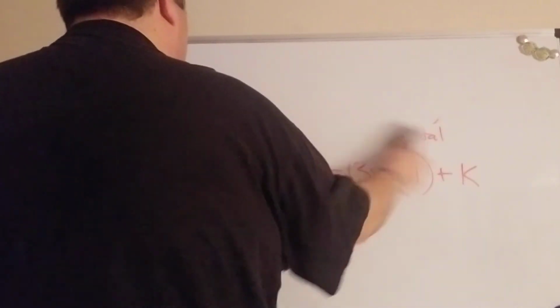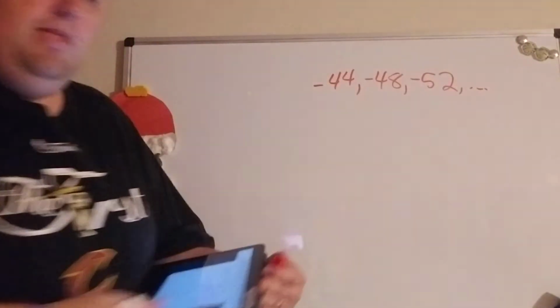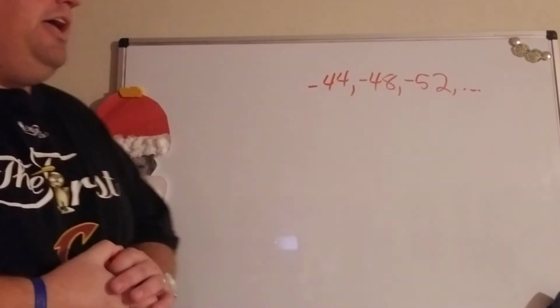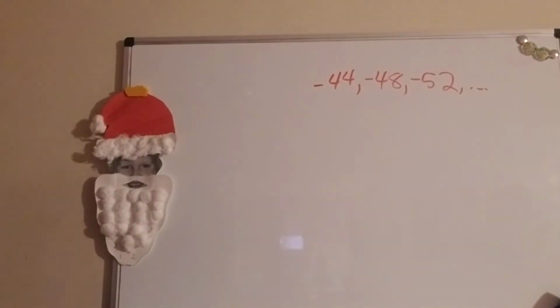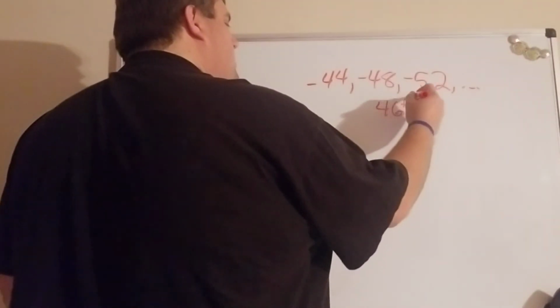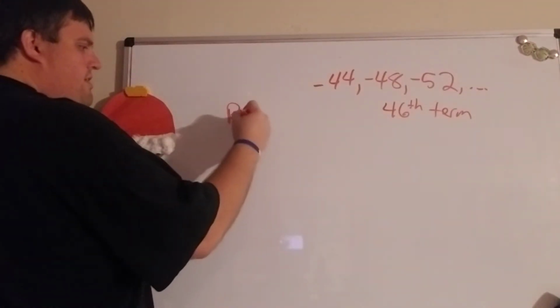All right, recursive and explicit formulas. So your first one, all right. So let's see here. The first one looks like this. And we want to write a recursive formula and an explicit formula. And then what term did they want me to find? They wanted me to find the 46th term. So let's start with recursive.